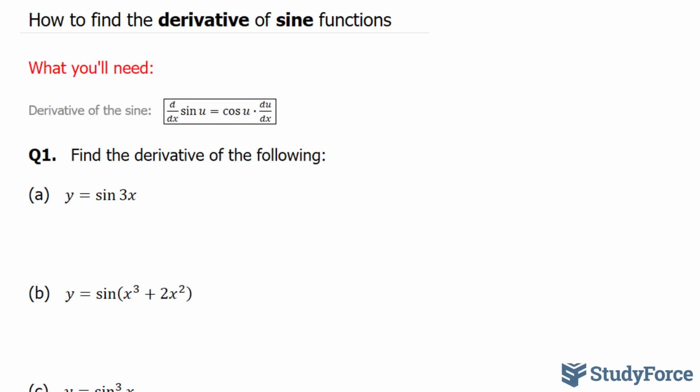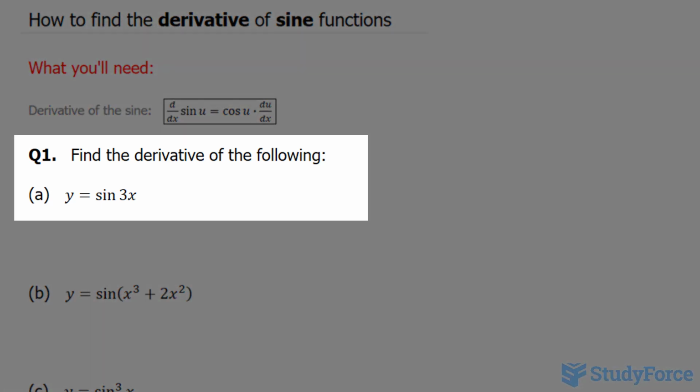In this lesson, I'll show you several examples on how to find the derivative of sine functions. What you need to know to be successful with all of these questions is the following. If you take the derivative of sine u with respect to x, all you do is write down cosine with what u is equal to, and then you take the derivative of u as if it were a function.